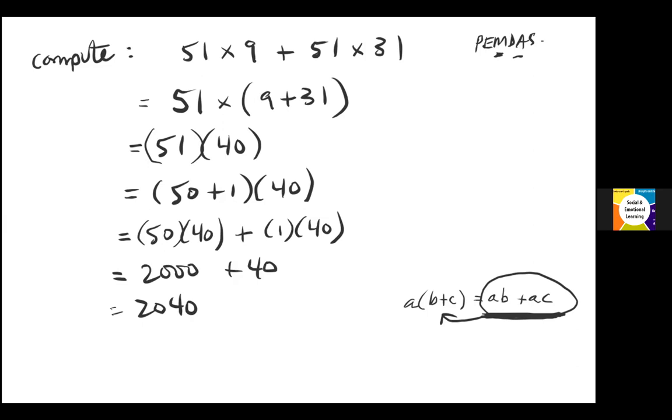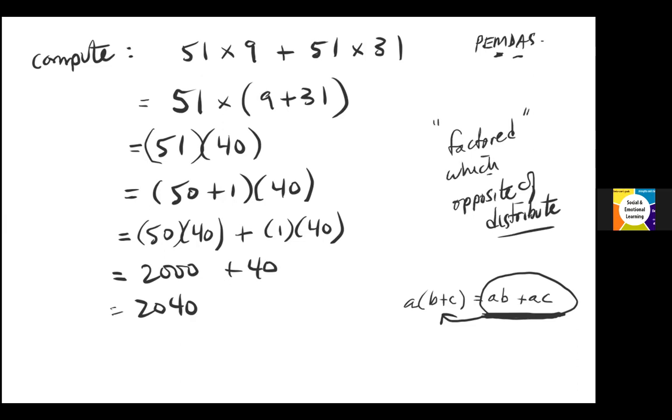So this is actually what we did here. We factored out, we did the opposite of distribute in this question. We factored, which is the opposite of distribute. We factored out 51 from both of these. So we'll see more examples of that in a second.